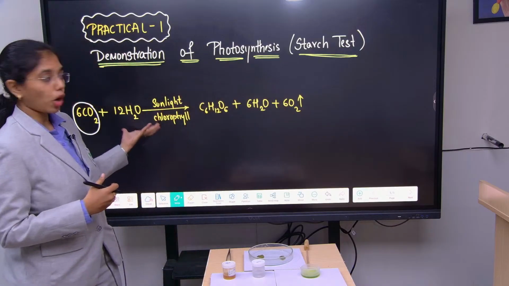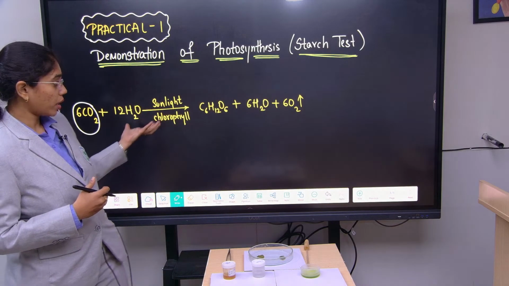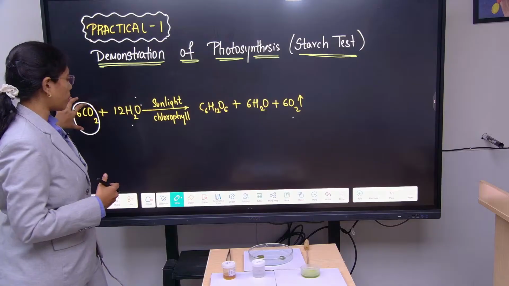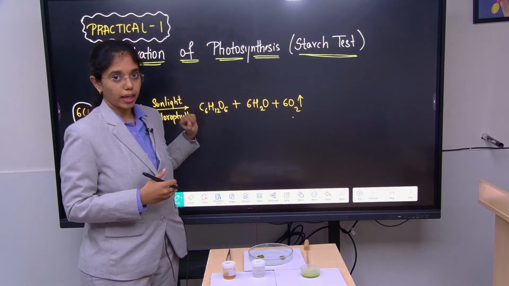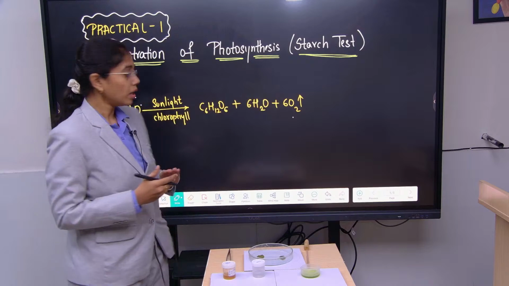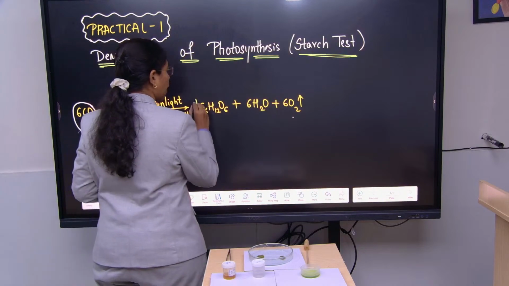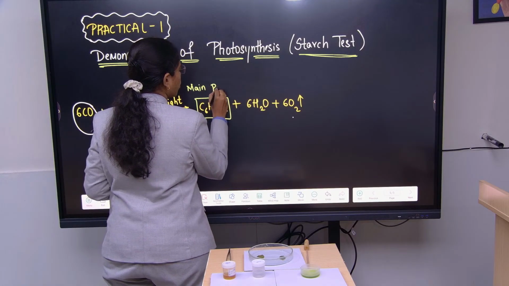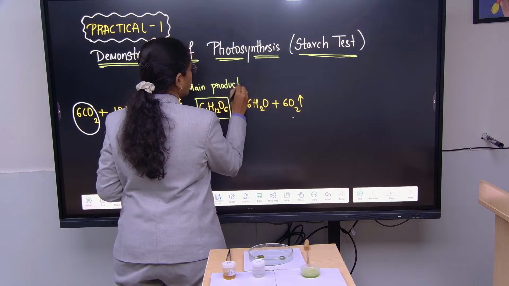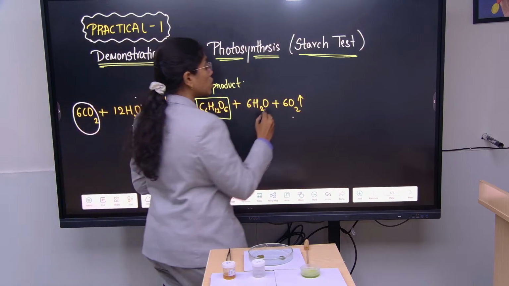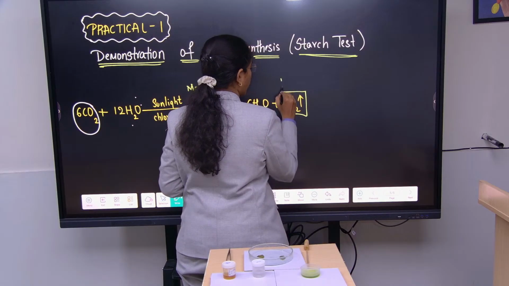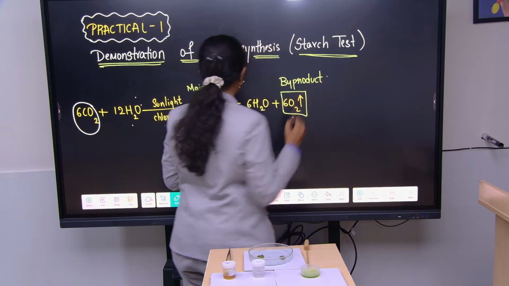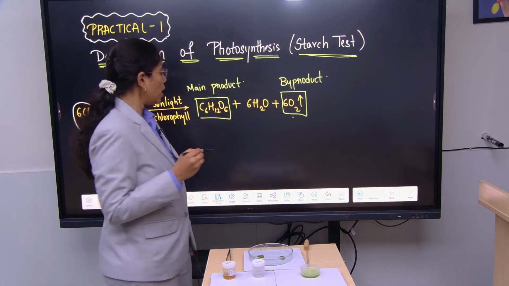Oxygen is coming from the process of photosynthesis as a byproduct is said by Jan Ingenhousz, and oxygen comes from water, not from carbon dioxide, is said by C.B. Van Niel. These are the basic discoveries, and today we are going to prove that glucose is the main product of photosynthesis, and oxygen which is liberated is the byproduct. Right? Glucose is the main product and oxygen is the byproduct.